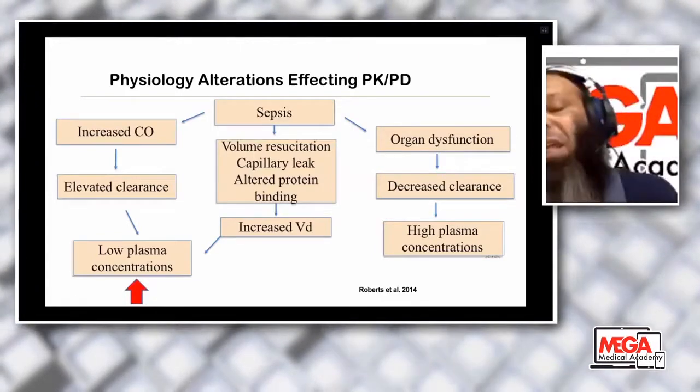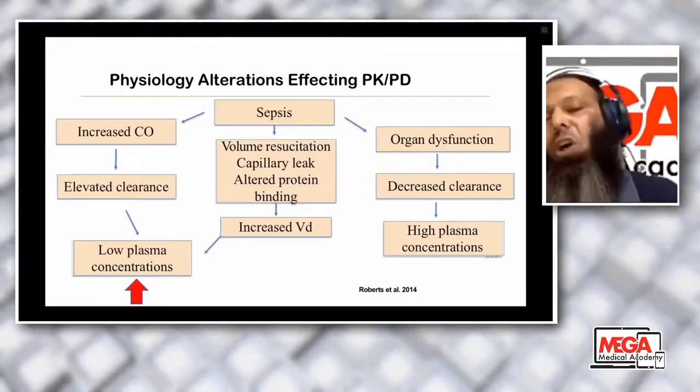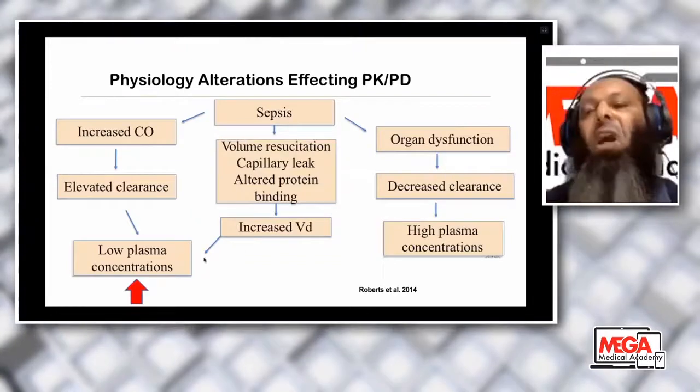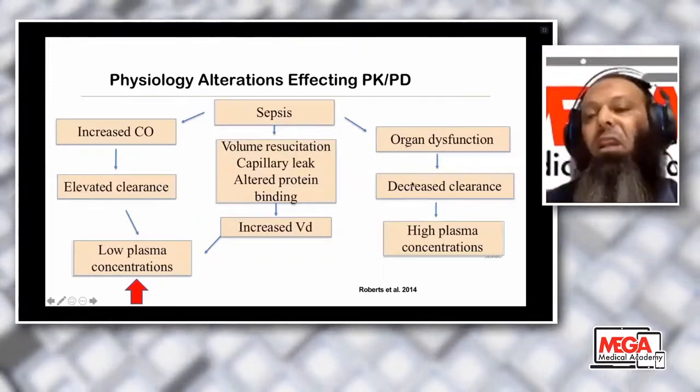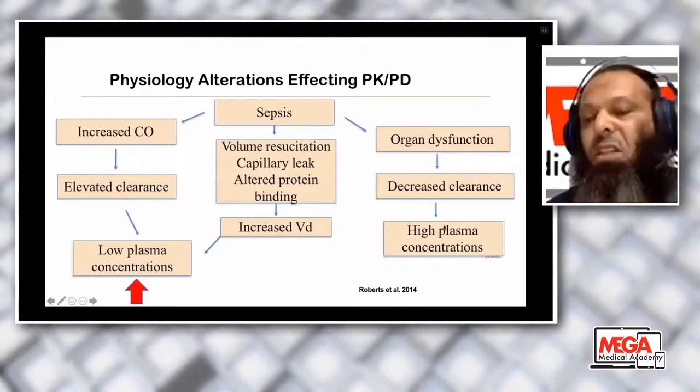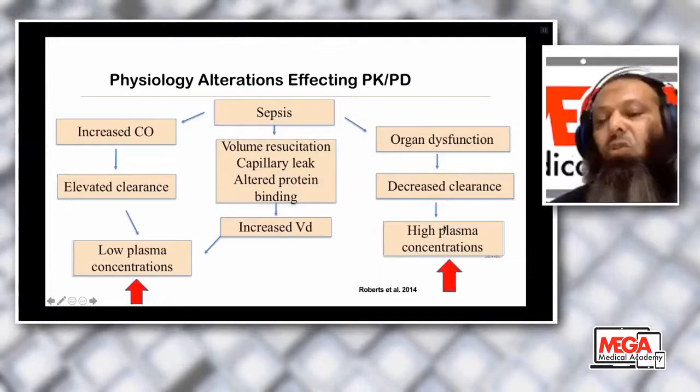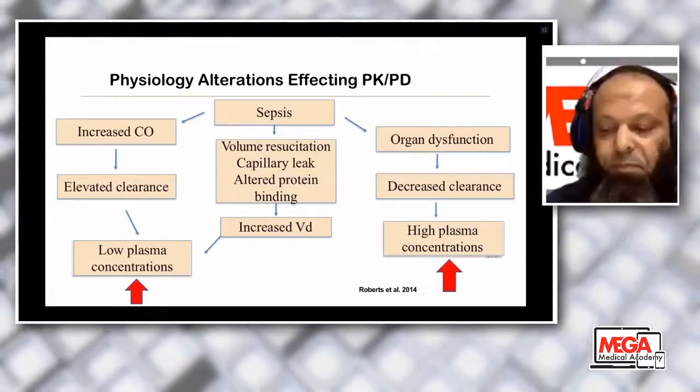On the other hand, if you have sepsis, septic shock with its sequelae, which is the organ dysfunction, renal failure, liver failure, this will of course decrease the clearance and will lead to high plasma concentration.